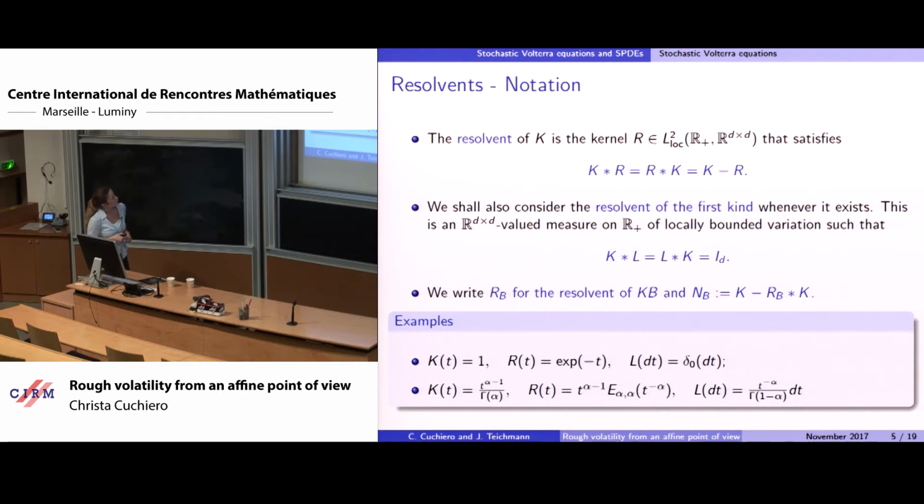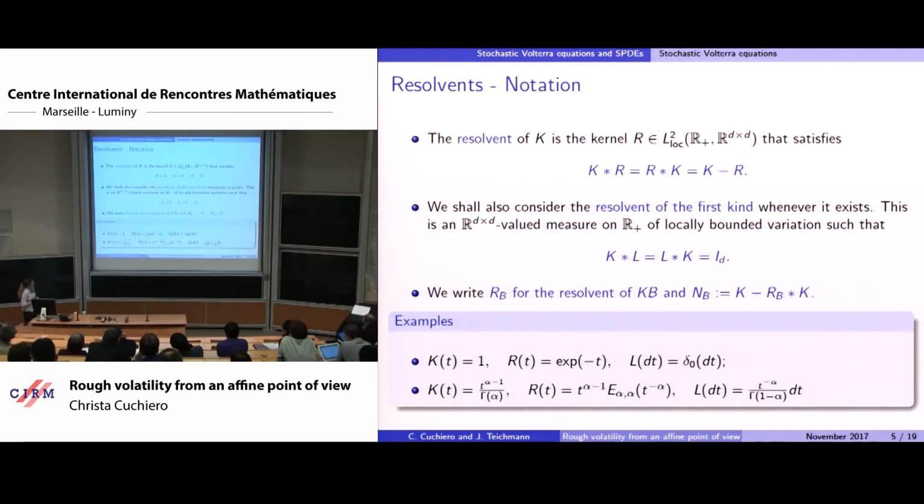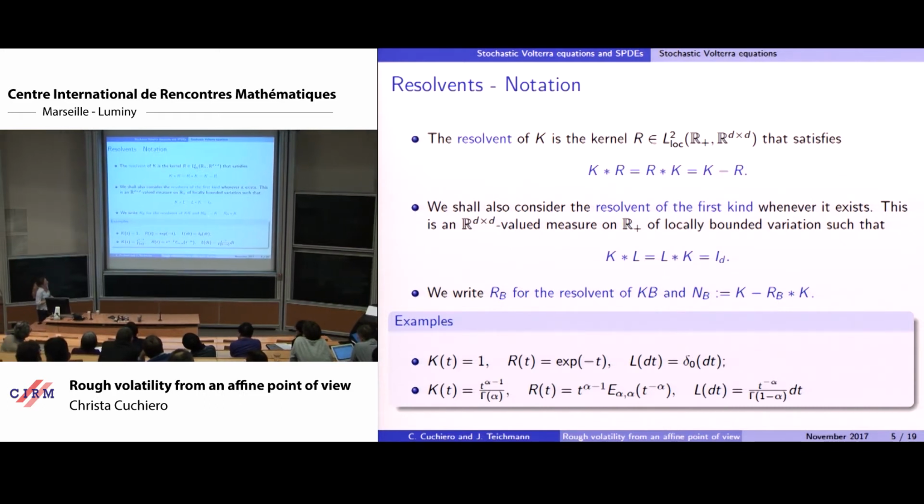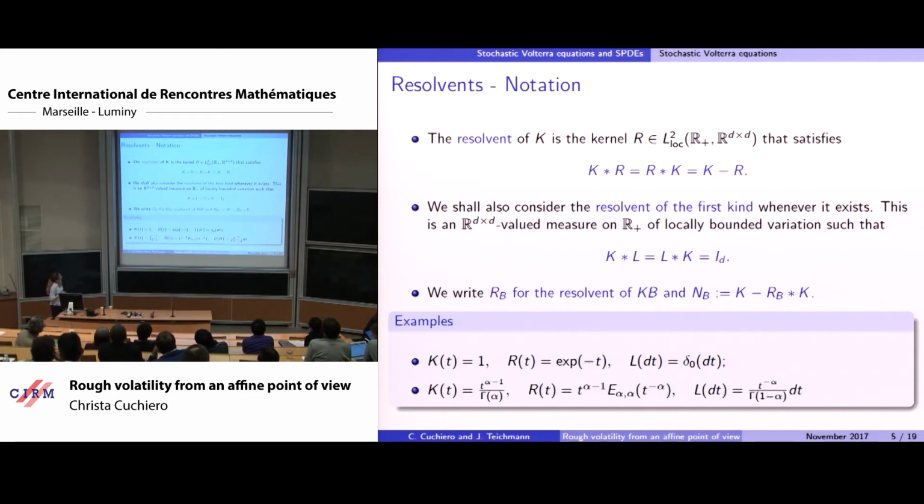And also notation-wise, what will often appear is this kernel times the matrix B, and the resolvent of that one is denoted by this RB. And then what will appear often is this NB, this is the kernel minus this RB convolved with K. So in the case when B is equal to 0, this NB is simply the kernel, and otherwise when B is equal to the identity, then we have by this resolvent equation, this NB will be R.